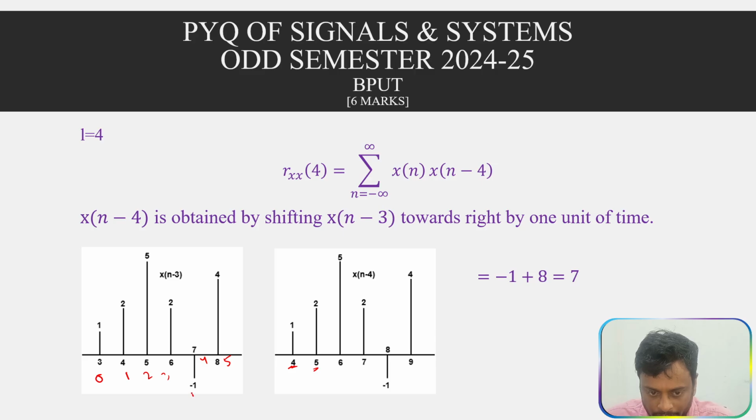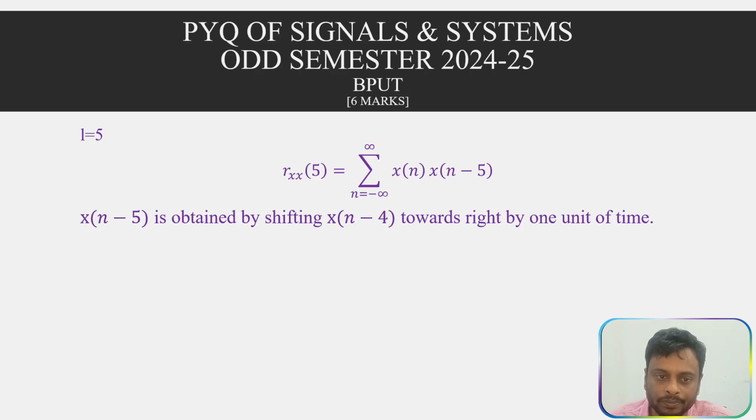So at 4 it is minus 1. So minus 1 into 1, that will be minus 1. Similarly at 5 it is 2, at 5 it is 4. So 4 into 2 it will be 8. So it is 7.